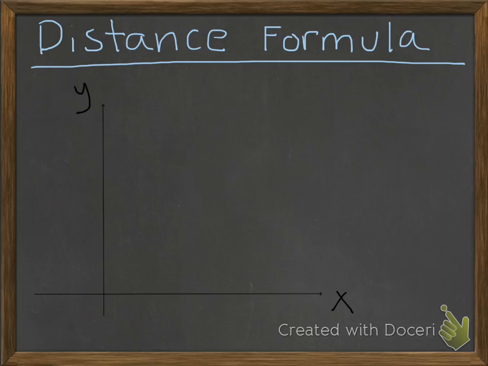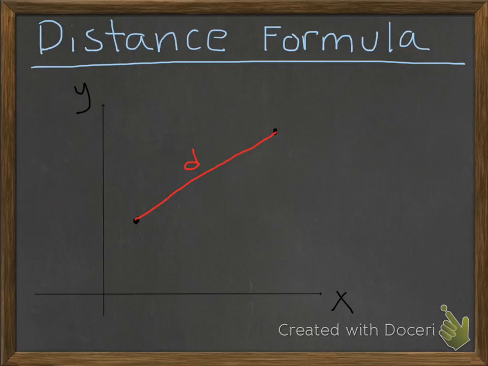So let me go ahead and draw. Let's just pick 2 points. Let's say this is my first point. This is my second point. And we are trying to discover what the distance between those 2 points is. So I am going to draw that distance in red. That is our unknown. I'm going to call that D for distance. So that's what we're looking for.